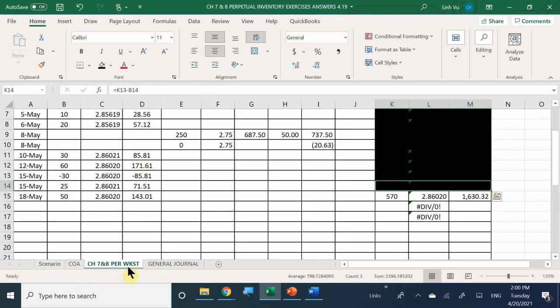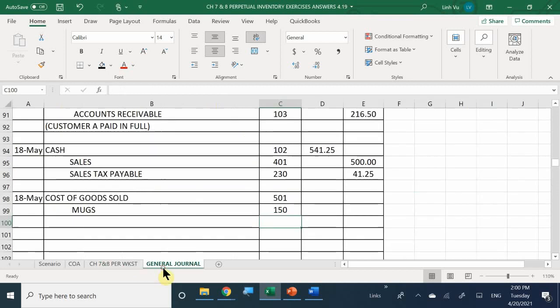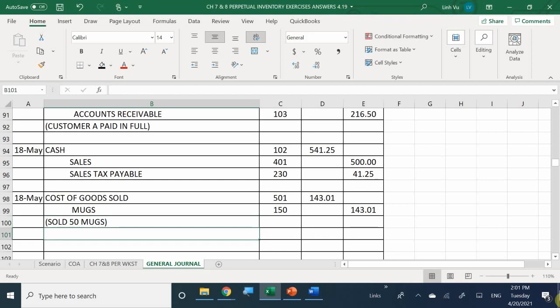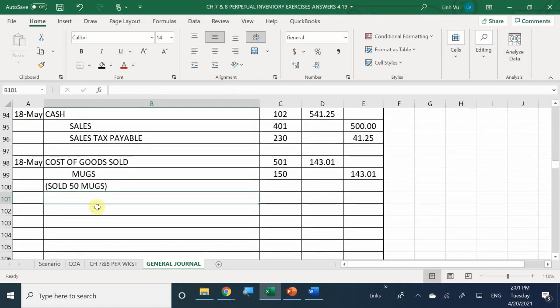Okay, so how much did it cost me to sell those mugs? 143.01. So once again, I need to go here, 143.01. And I'm also going to indicate that here I sold 50 mugs.